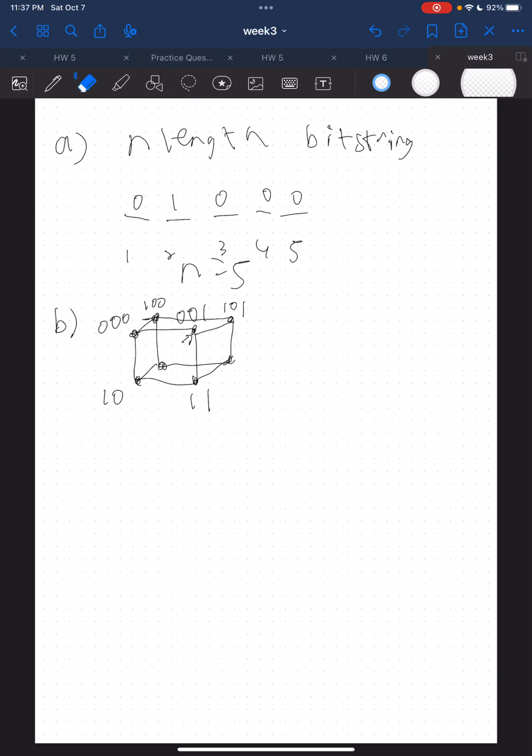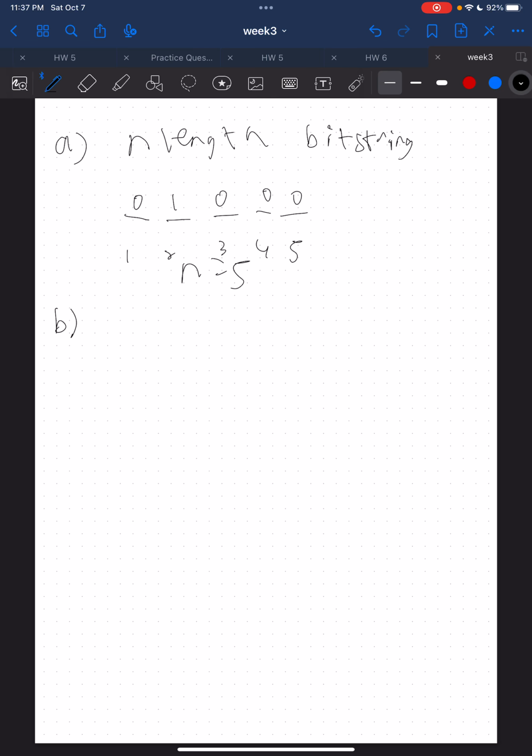So now that we know how hypercubes correspond to bit strings, each vertex on the hypercube would be a bit string. So it would be like 0, 0, 0, 1, 1, 0, 1, 1. And 0, 0 means both light bulbs are off. 0, 1 means one of the light bulbs is on. And the 1, 1 would mean both light bulbs are on.